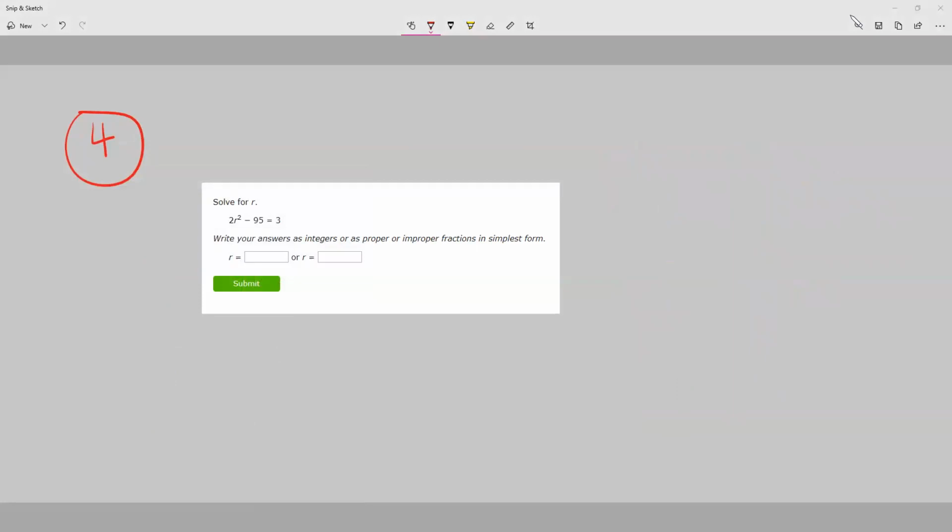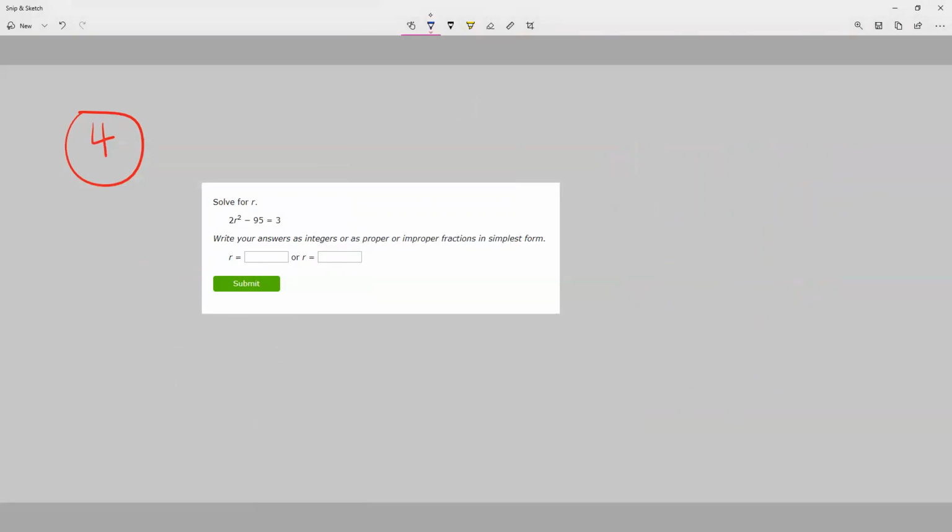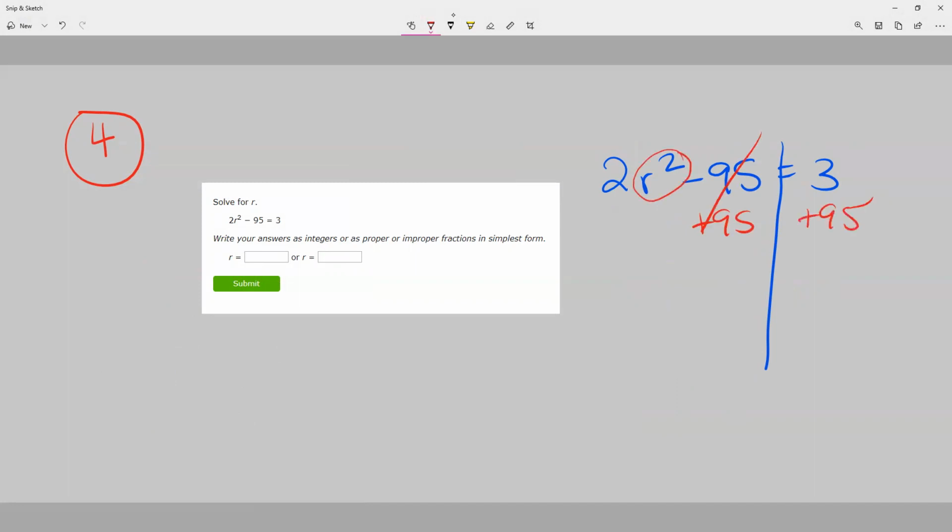So same idea, if I had a coefficient out front, I would eventually need to divide that out. So 2r squared minus 95 equals 3. So I'm going to add 95 to both sides, just like I would with a linear equation. I'm trying to isolate this r squared term. So I'm going to add 95.